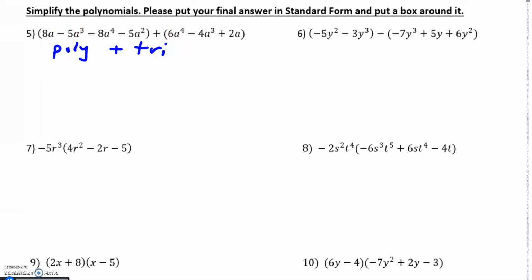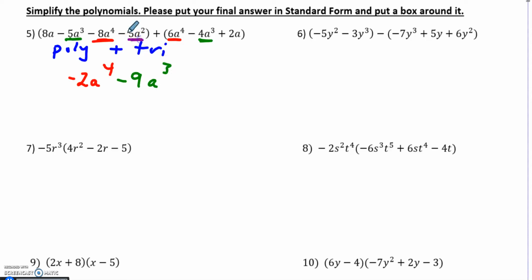a trinomial. And so what I'm going to do is just scan and look for my like terms, highest degree to lowest, so it's in standard form. Here's like terms. 6a to the fourth minus 8a to the fourth is negative 2a to the fourth, so that's how many a to the fourths I have left. I notice I have a negative 5a to the third and a negative 4a to the third, which would be negative 9a to the third power.